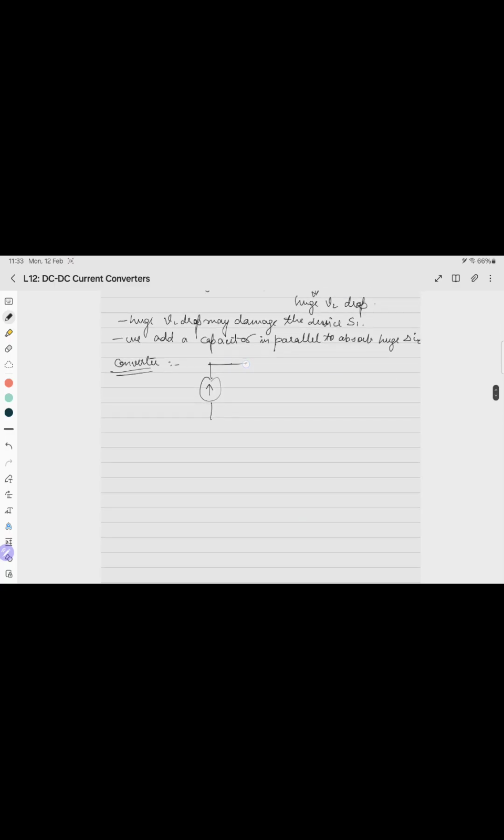This is the switch S1, this is IN. So now this becomes the capacitor C, inductor, and the load. This is I naught. Now another serious issue is that when the switch S1 is on, the capacitor is short circuited, which means that a very huge current will flow through this path, which will damage the switch.